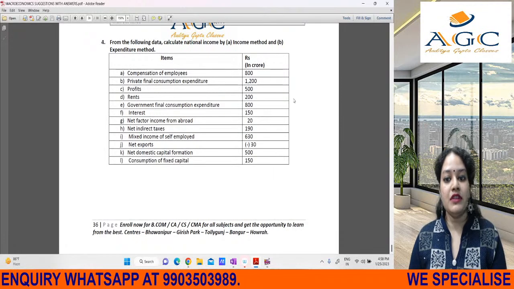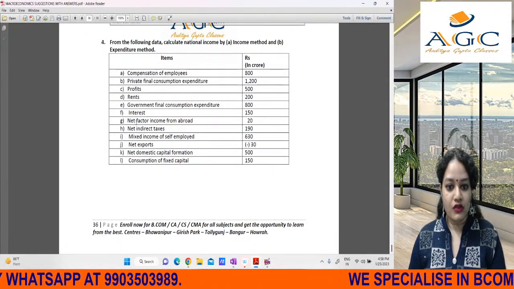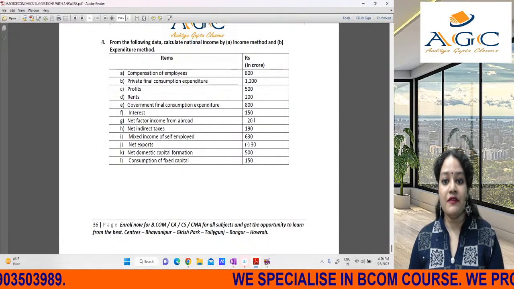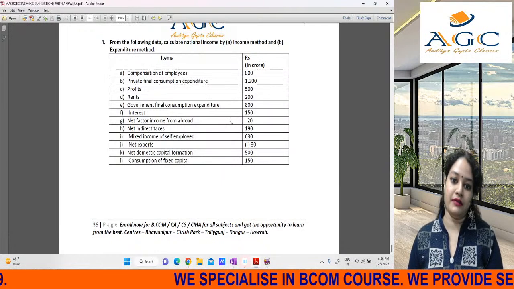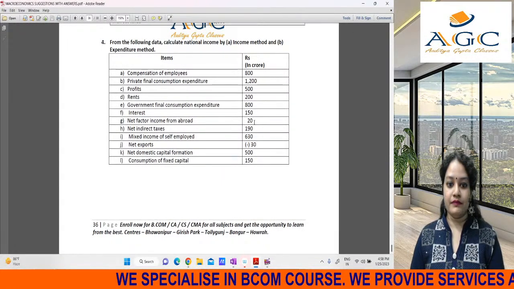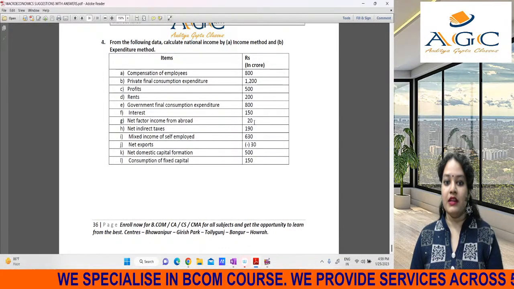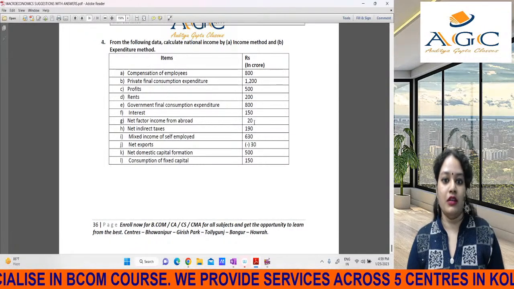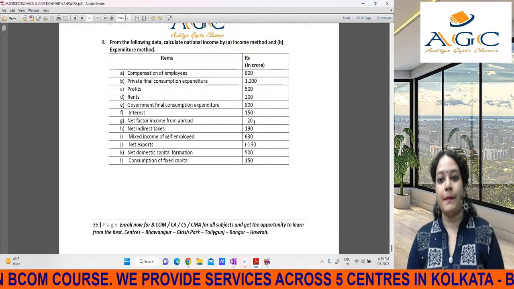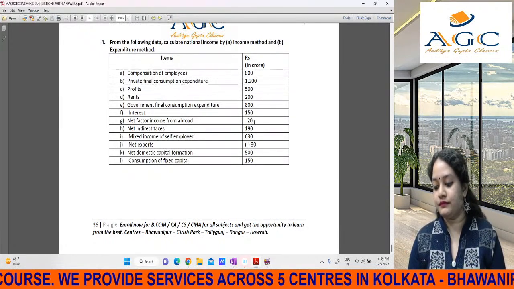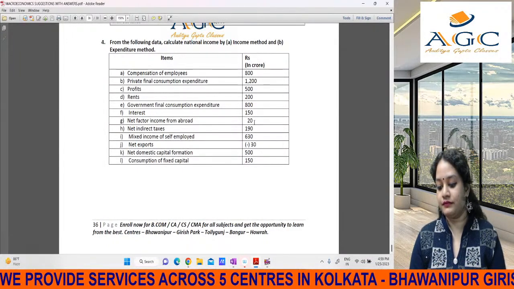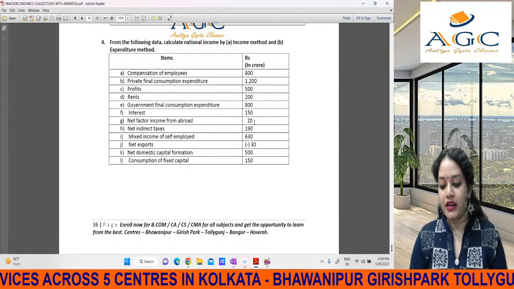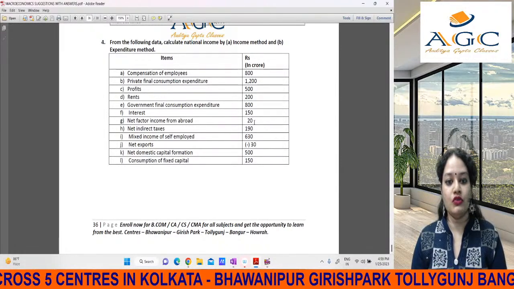Then for calculating your NNPFC, what do you have to do? You have to add your NFIA. What is the value of NFIA here? 20, right? Net factor income from abroad is 20. So your final answer for NNPFC through income method would be 2300, right? Clear? I'm not doing the income method with you because you people even need to try out sums on your own. Okay. Yes, Shoham, NDPFC is 2280 and your NNPFC is 2300.